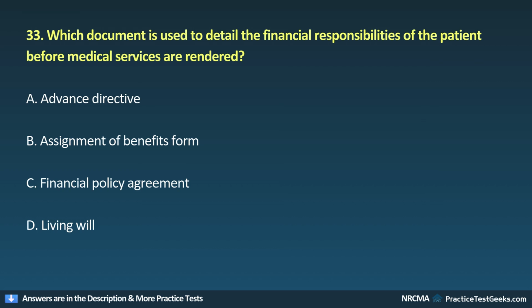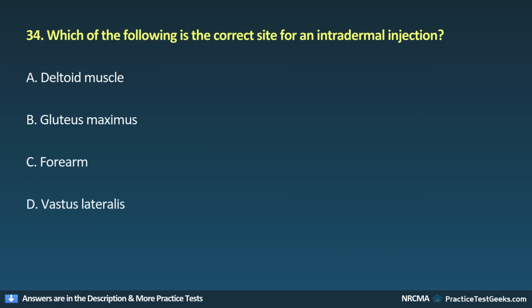33. Which document is used to detail the financial responsibilities of the patient before medical services are rendered? A. Advance directive. B. Assignment of benefits form. C. Financial policy agreement. D. Living will. 34. Which of the following is the correct site for an intradermal injection? A. Deltoid muscle. B. Gluteus maximus. C. Forearm. D. Vastus lateralis.